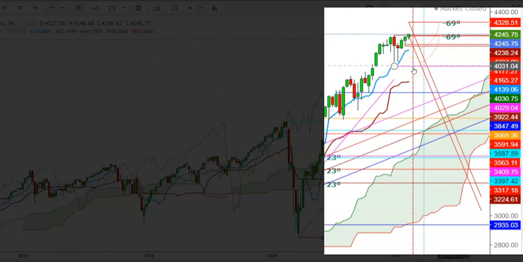And here a sustainable move below this second support could push the S&P 500 futures to test new lows below the 26 days moving average. Here I find that the S&P 500 futures could test the lows of 3845 during the upcoming week.